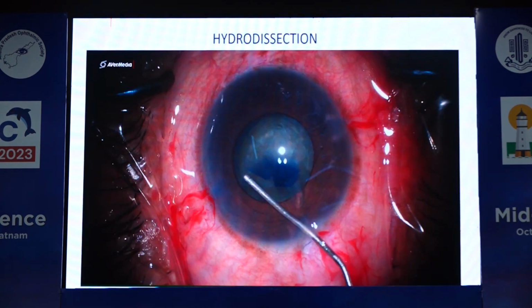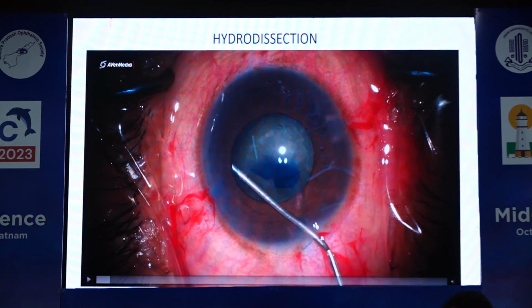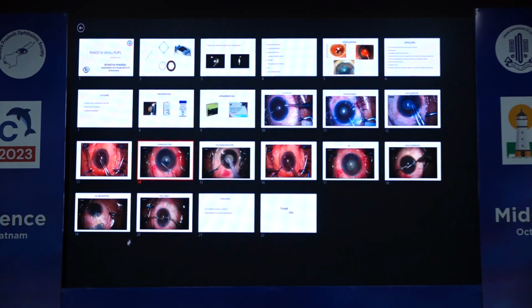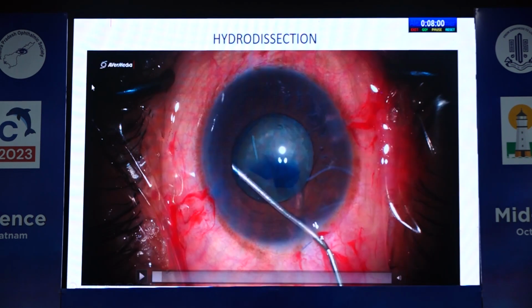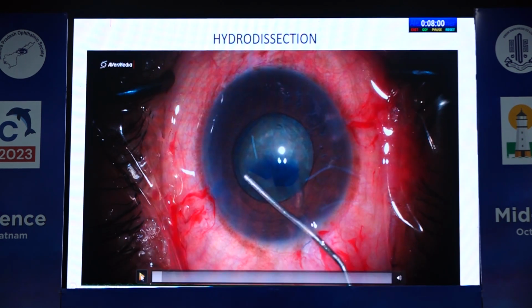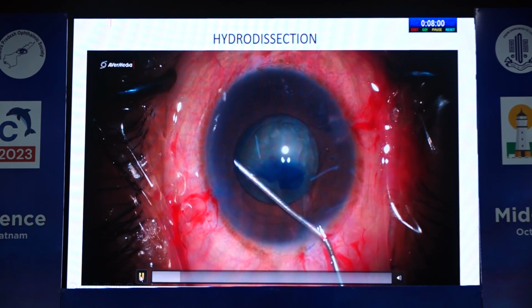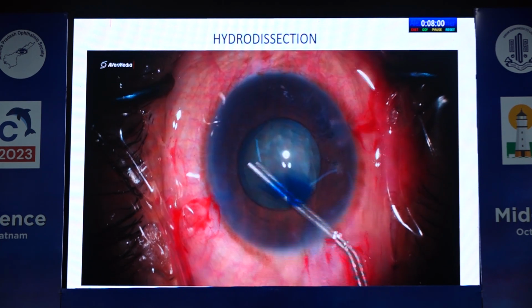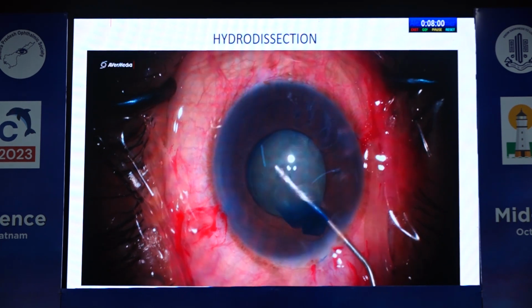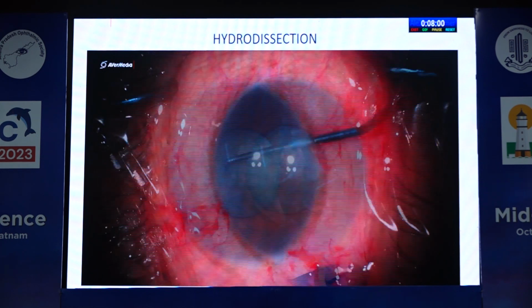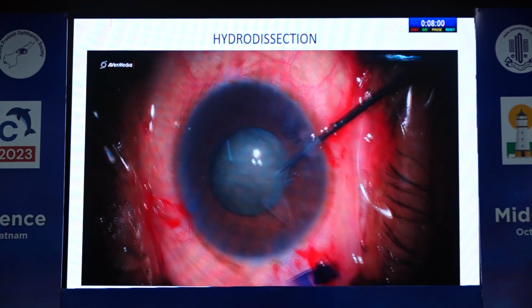Coming to hydrodissection, always perform a gentle hydrodissection because if you inject a large wave of fluid, it tends to irritate the iris, and that will cause further constriction of the pupil. So inject multiple small waves of fluid in several quadrants and look for forward movement of the nucleus to ensure a hydrodissection has been done.